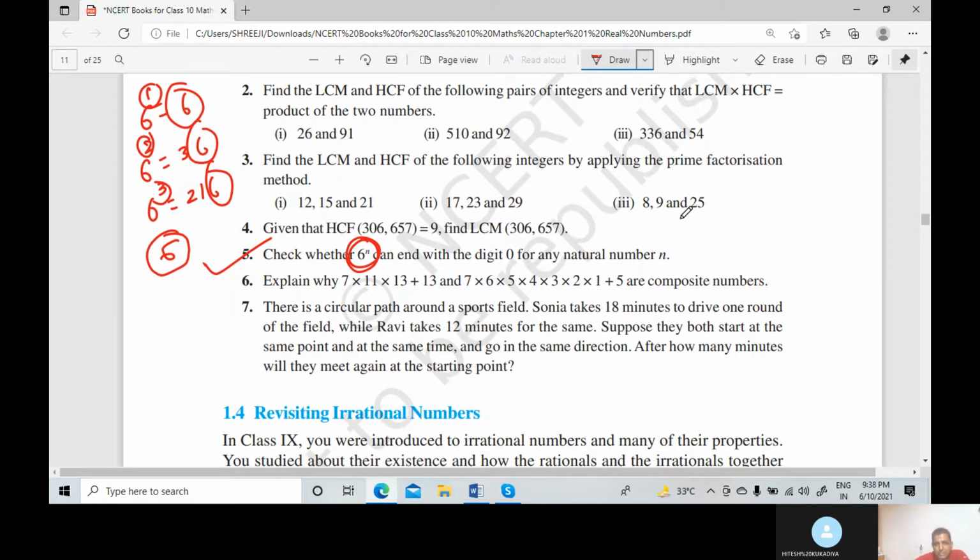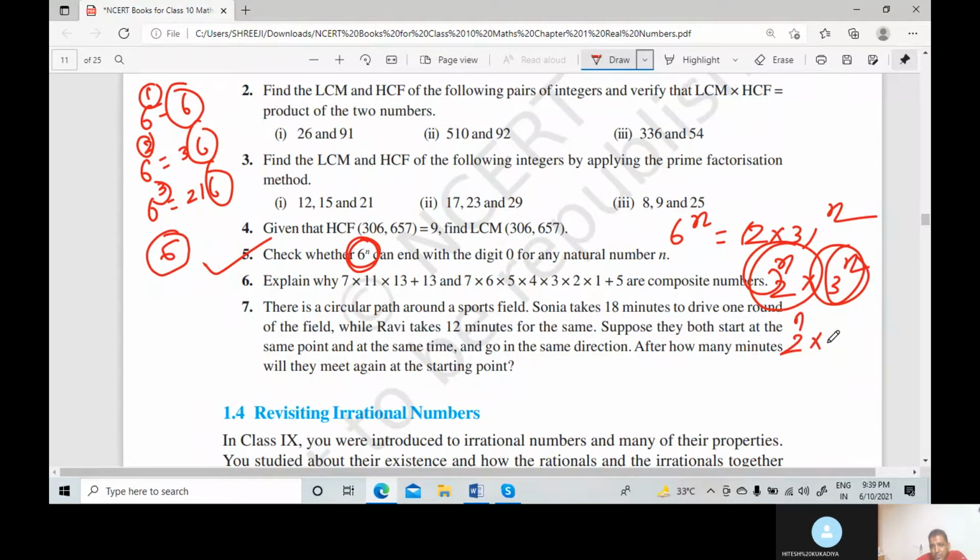Because now 6 raised to n, splitting this number, is 2 multiplied by 3 power n. You can get individual powers: 2 raised to n multiplied by 3 raised to n. Here 2 raised to n is possible, but 3 raised to n is an extra number. So we get the answer that the unit digit is 0. How is it possible if it is 2 raised to n into 5 raised to n? But here it is 3 raised to n, right?